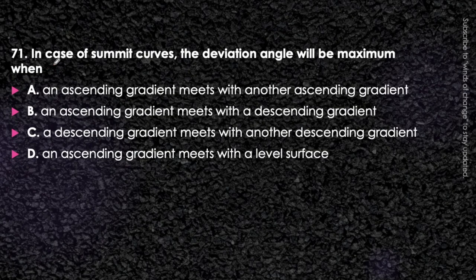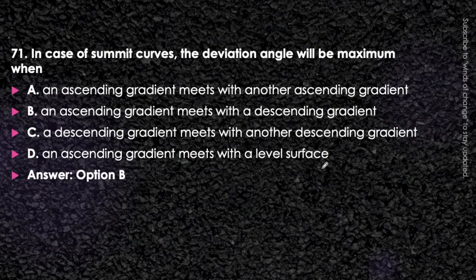Next question. In case of the summit curves, the deviation angle will be maximum when an ascending gradient meets another ascending gradient, or an ascending gradient meets with a descending gradient, or a descending gradient meets with another descending gradient, or an ascending gradient meets with a level surface. Think about it. This is a very easy question. You have to guess it, you have to draw it, and then only you can obtain the answer. Visualize it in your mind.